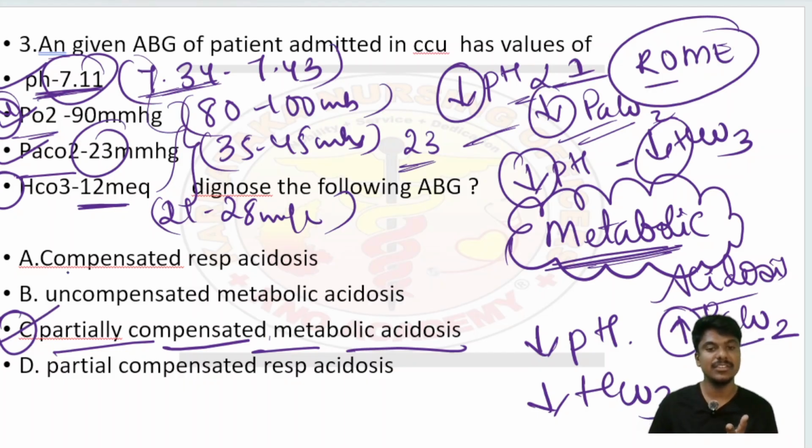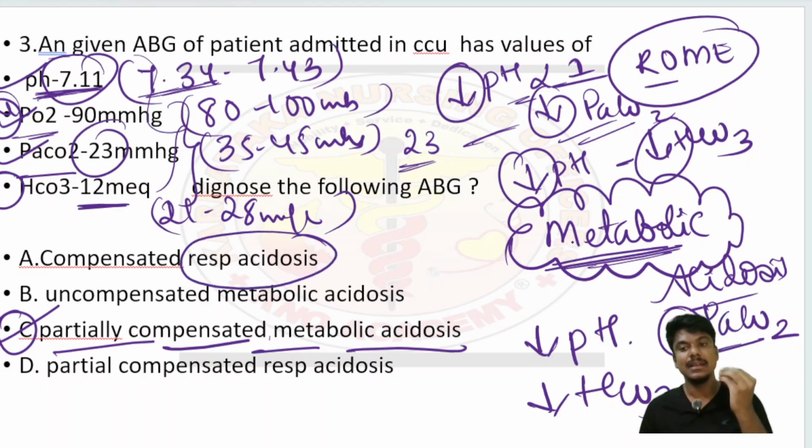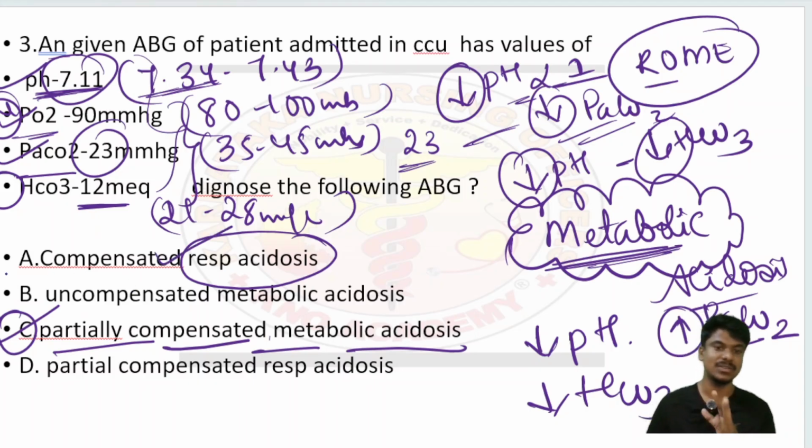Option A says compensated respiratory acidosis. We clearly rule it out here. It is primarily related to metabolic acidosis, not respiratory acidosis. There is no link between the metabolic and respiratory acidosis. So option A is ruled out here.